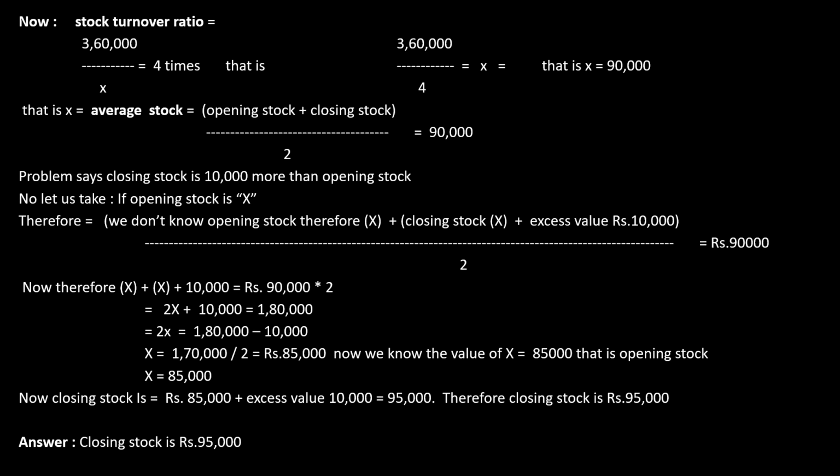So this is all about the reverse thing. In the previous 4 sums, they gave you the value and we found the ratio. Here they gave you the ratio and we found the value. We found the closing stock is 95,000. Okay, any doubt?